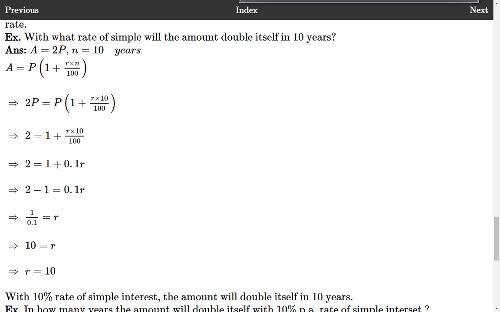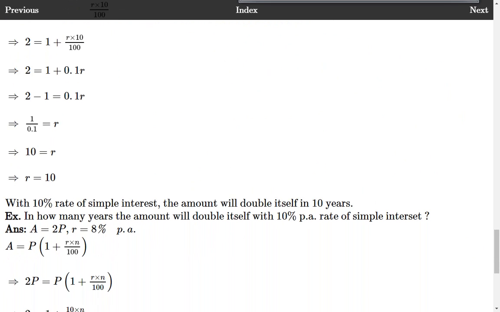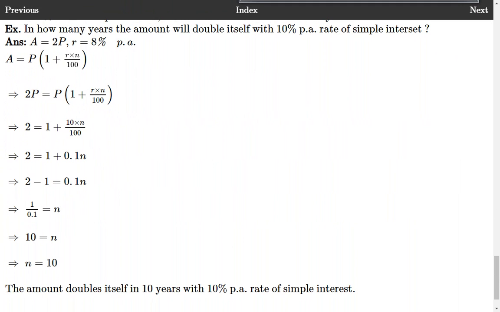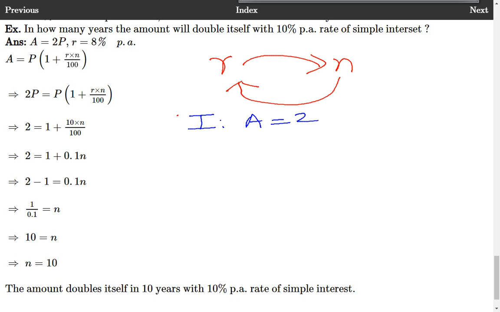Let us solve a similar type of example. Here the difference is that in the earlier example, N was given and we had to find R. Now in this example, R is given and we have to find N. In the previous example, it was the reverse case. Again, the first step is to write the given facts. What is given? That A must be equal to twice the principal. And further it is given that R is equal to 10% per annum. These two things are given.